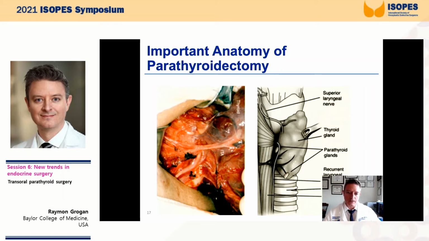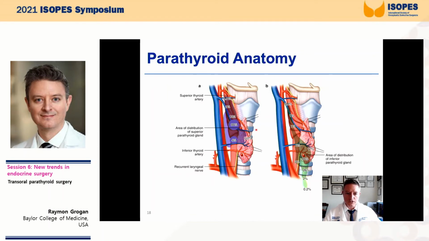And this is just a lateral view of that. Here's the thyroid. Here's that upper gland. You see that recurrent laryngeal nerve running right up here, through here and into the thyroid cartilage. It can be very close to that upper gland. This is just another view of the same thing. The majority of upper glands are going to be found deep to the recurrent laryngeal nerve. The majority of lower glands are going to be found superficial to the recurrent laryngeal nerve.